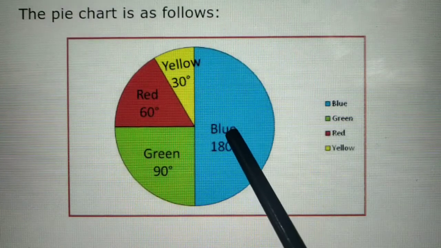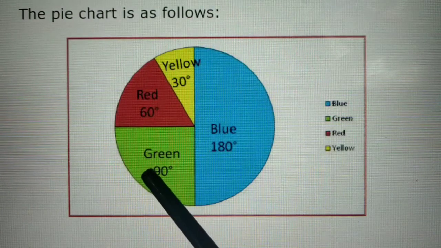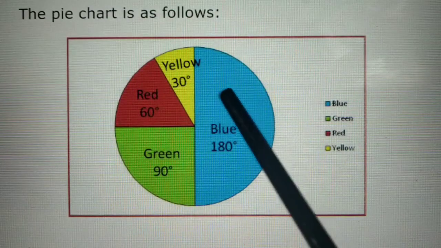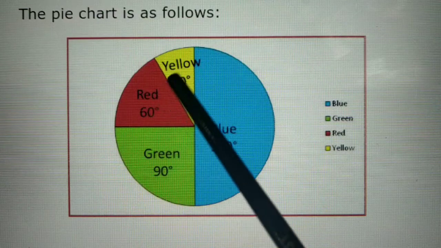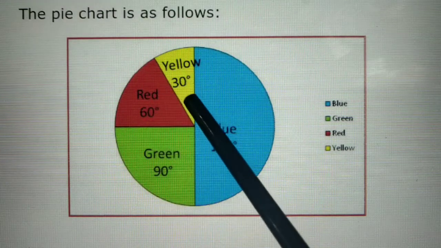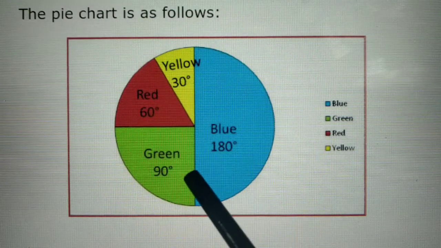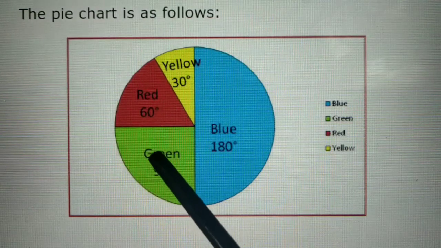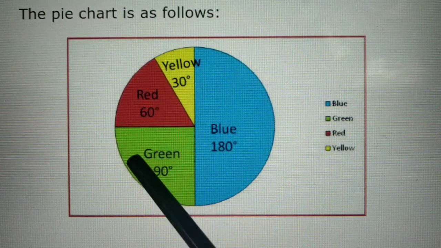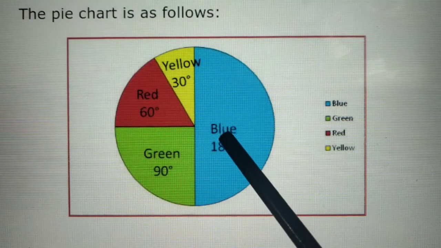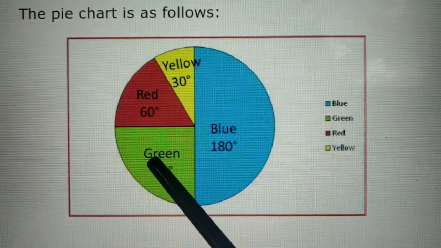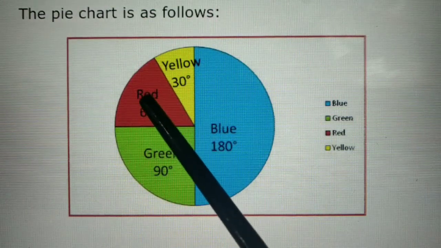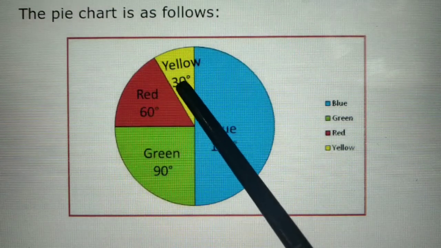Alright, after 180 degree, the next angle is 90, that is exactly half of 180. This complete side is 180 degree, because the total is always 360 degree. So this total is 180. Half of that is 90 degree. So we get 180, after that 90. Then the next 90 is distributed into two parts. One is 60 and the next is 30.